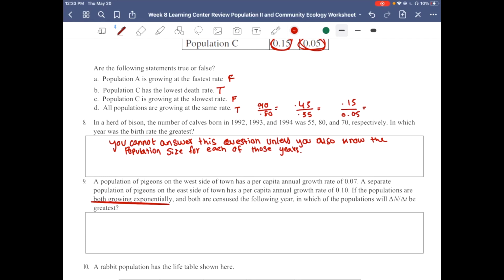So this is again a trick question because we cannot answer it without knowing how large the population was initially. If the population was the same for both of them, then we can say it will be greatest on the east side, but because we don't know what they began with, it's really hard for us to tell.